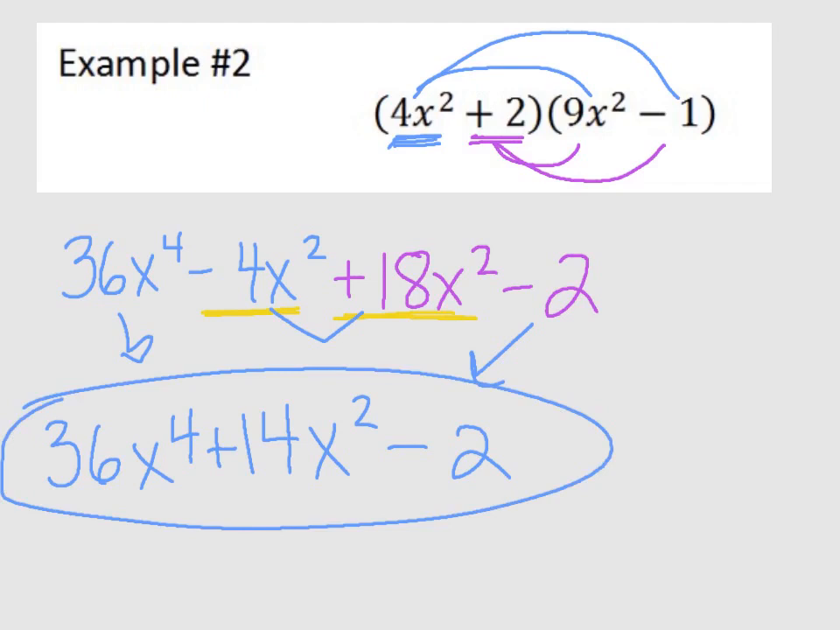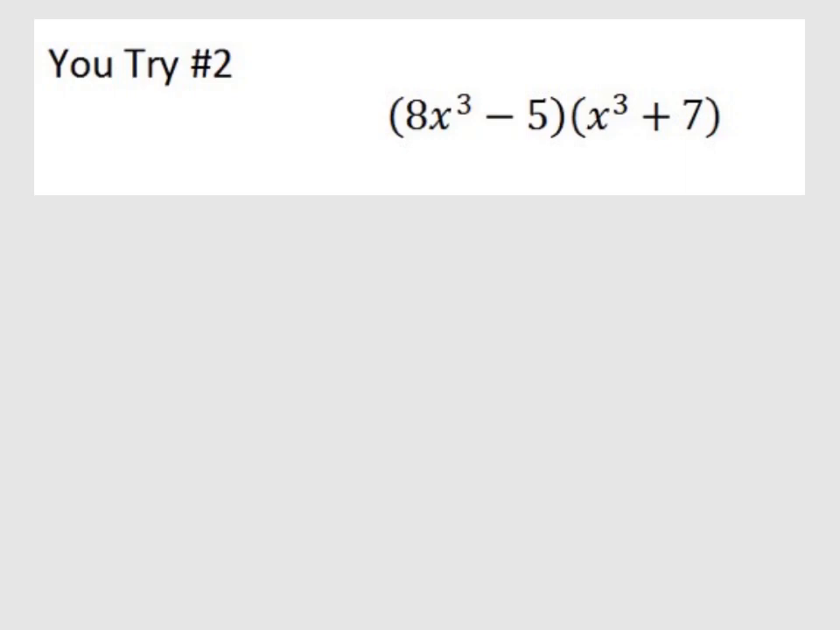Go ahead and try this next you try problem. Again, pause the video, and when you restart the video, the answer will pop up so you can check your work.